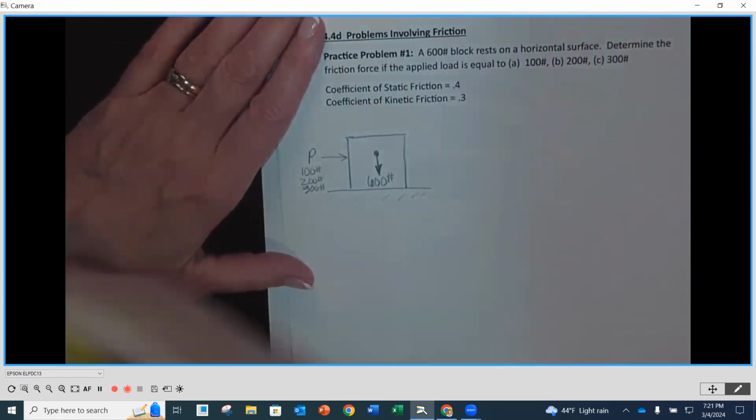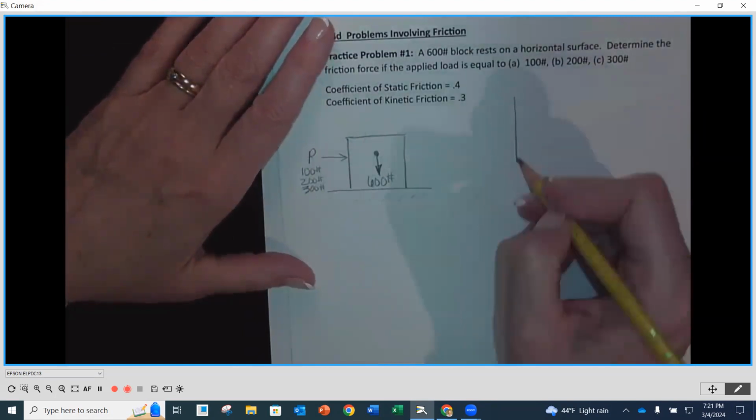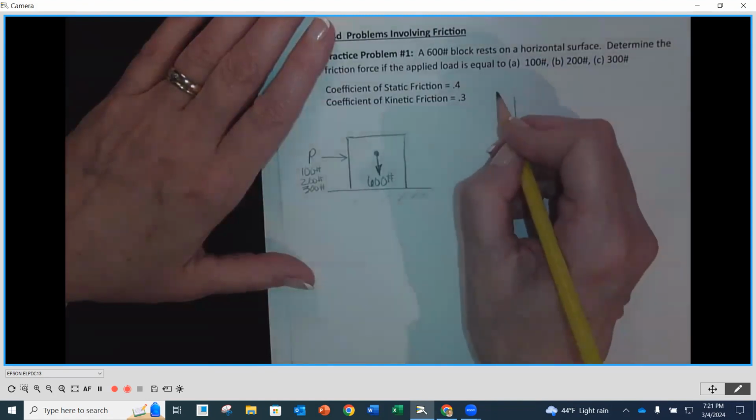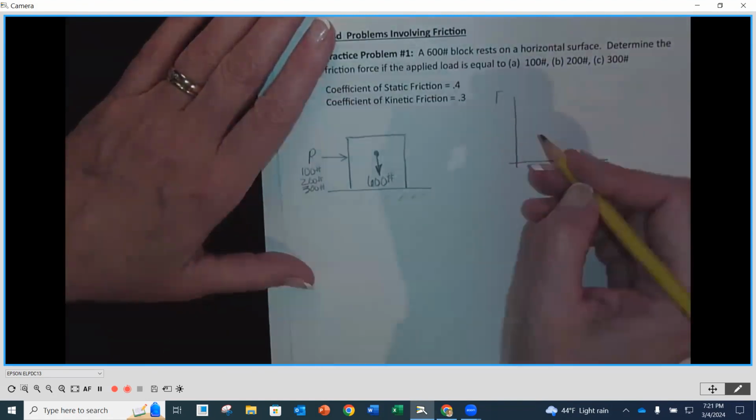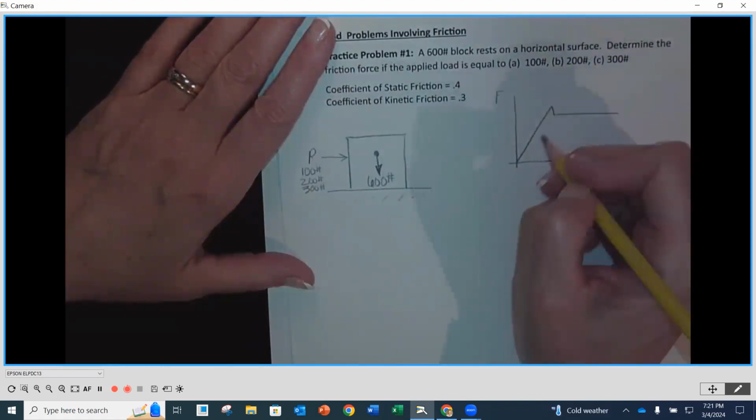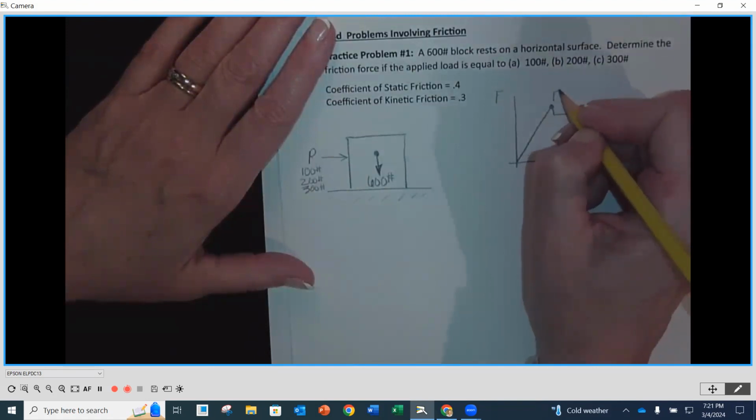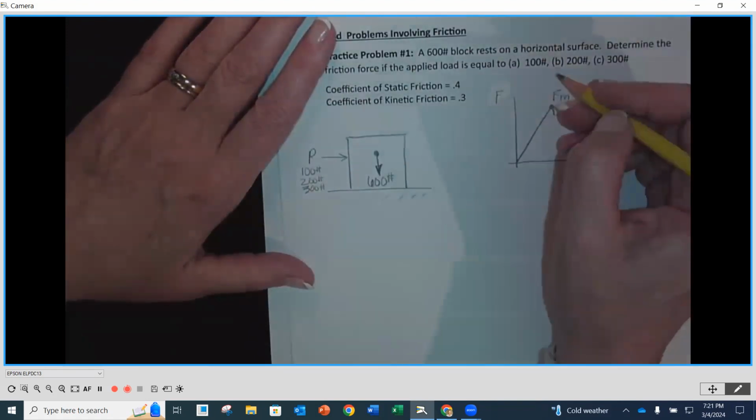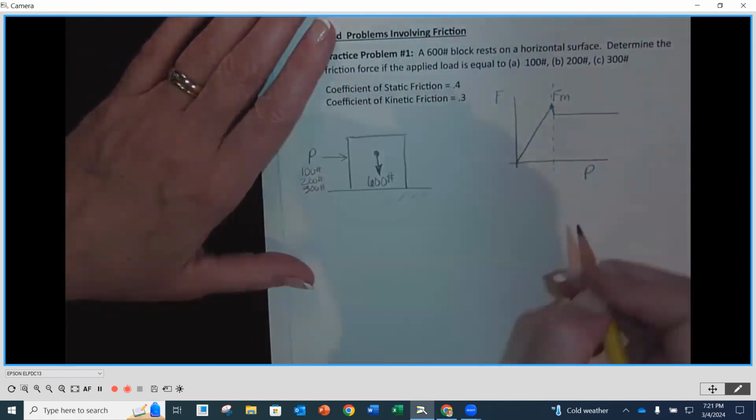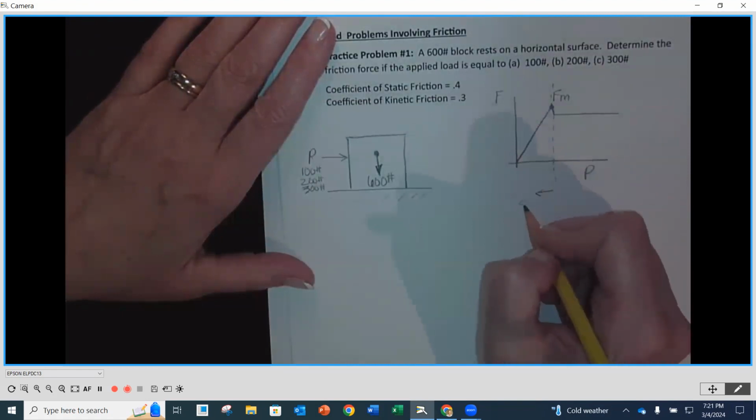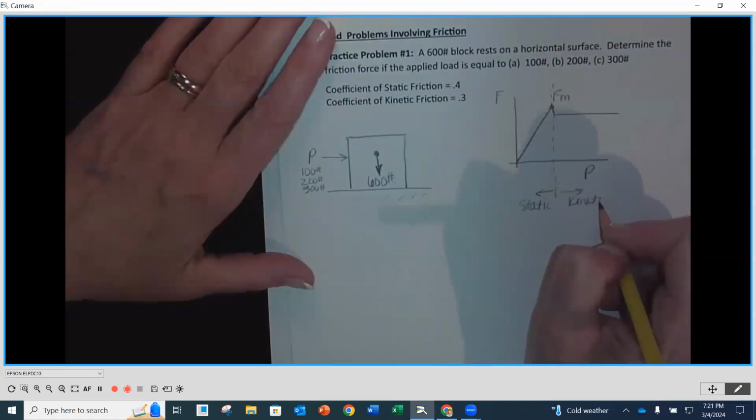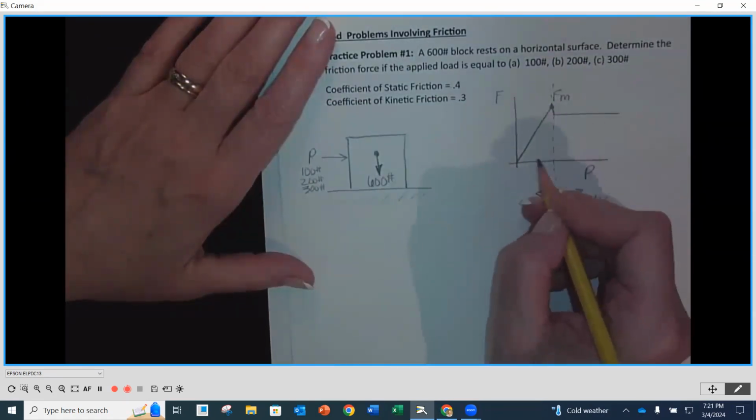Now, as we know, we're going to draw our little diagram right here. The horizontal axis is going to be our P. Our vertical axis is going to be our friction force. And we know that our maximum friction force is going to be at the top here. And we know also that that line is the impending motion, meaning anything over on this side is static, and anything over on this side is kinetic, right? We're moving over on this side. We're not moving over here.